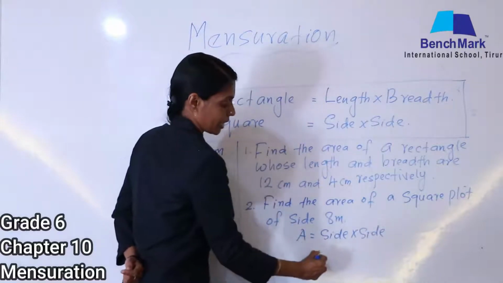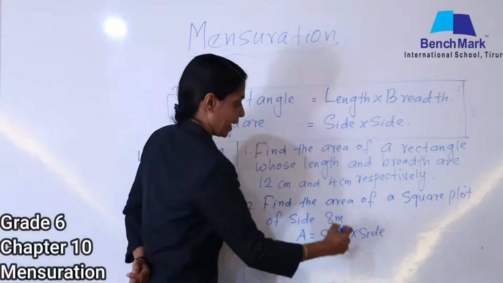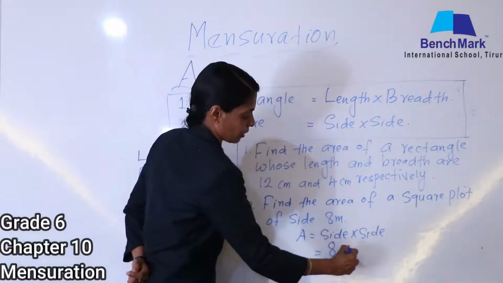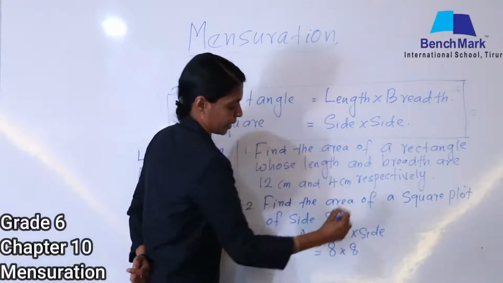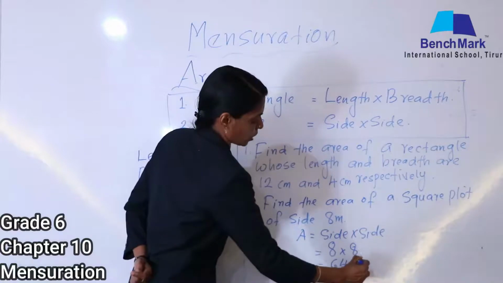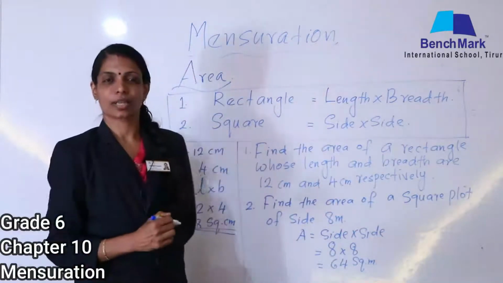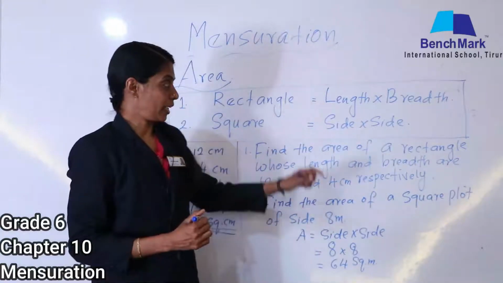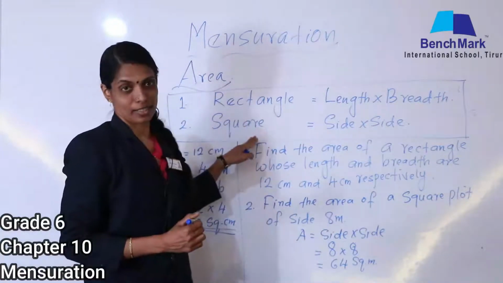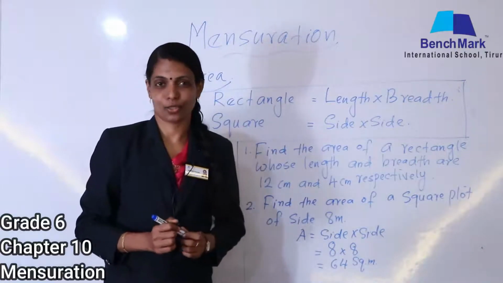How much is the side given here? It is 8 meters. So let's substitute the value 8 meters for side, and you are getting it is 64 square meters. This is how we calculate simply the area of rectangle and square, and please practice the other questions given in the exercise also.